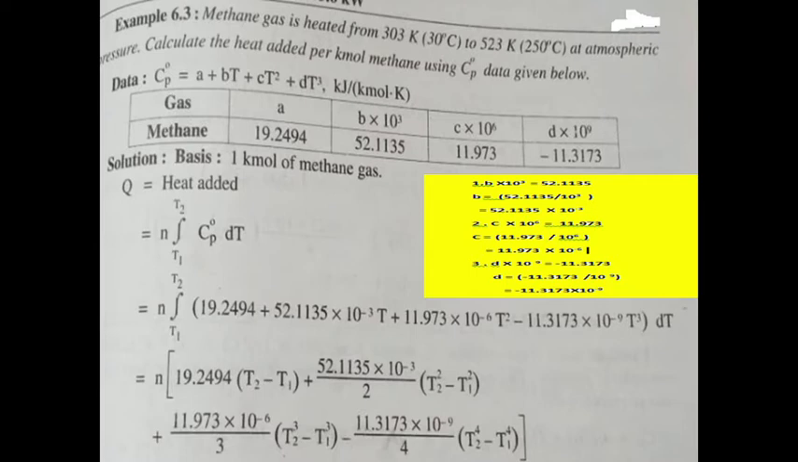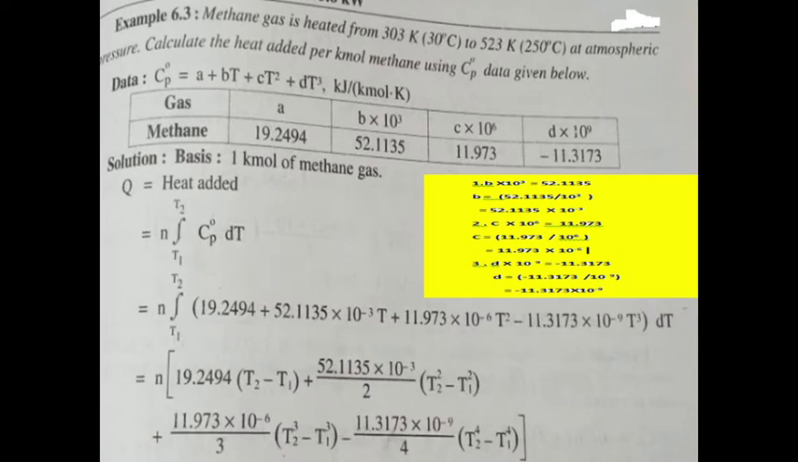Once we have the expression, substitute it in this equation, integrate with respect to T, and substitute the limits T1 to T2. Now integrating this expression with respect to T, the first term is N into 19.2494 into T, and after substituting the limits it becomes T2 minus T1, upper limit minus lower limit.